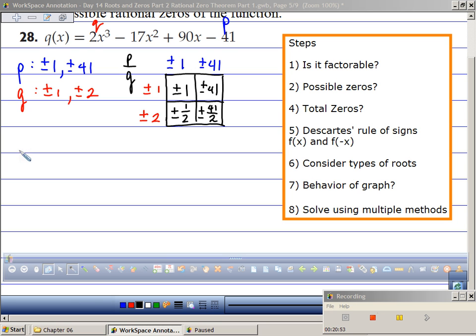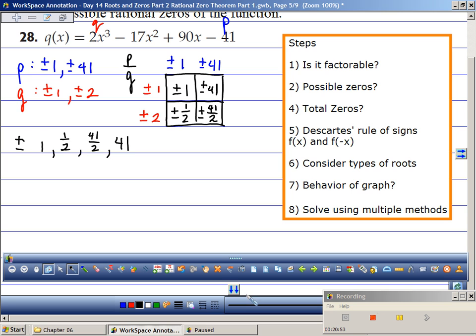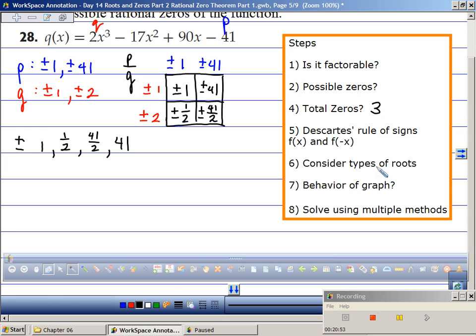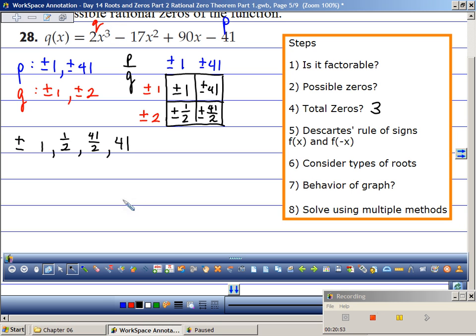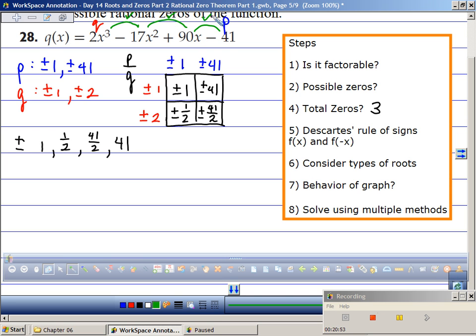So, my possible zeros are plus or minus 1, 1/2, 41 halves, and 41. We've got 7 minutes to finish this up. So is it factorable? No. Possible zeros, we got those. Total zeros, 3. Now we've got to do the law of signs. So in the positive direction, I've got a sign change there, and I've got a sign change here, and I've got a sign change here.